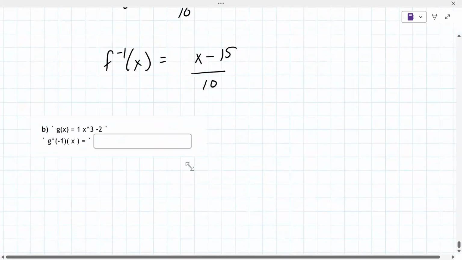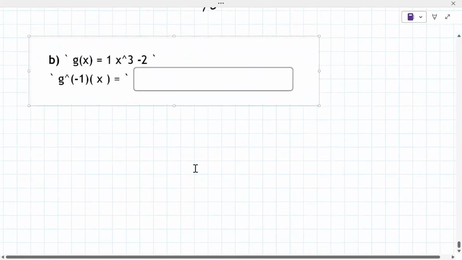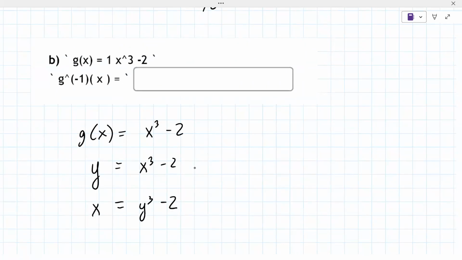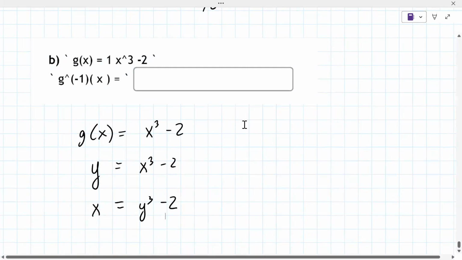Okay, so this one is g of x equals x cubed minus 2. Does that look right to you? So you're at y equals x cubed minus 2, then you switch x and y. And now we're going to solve for y.